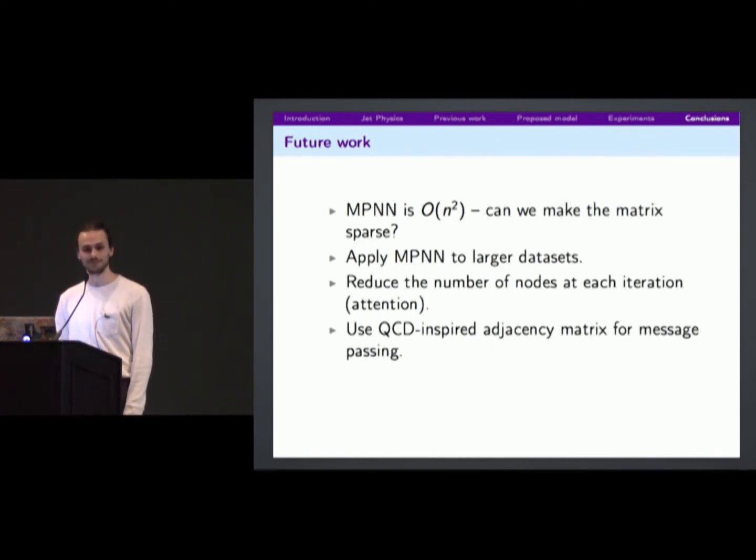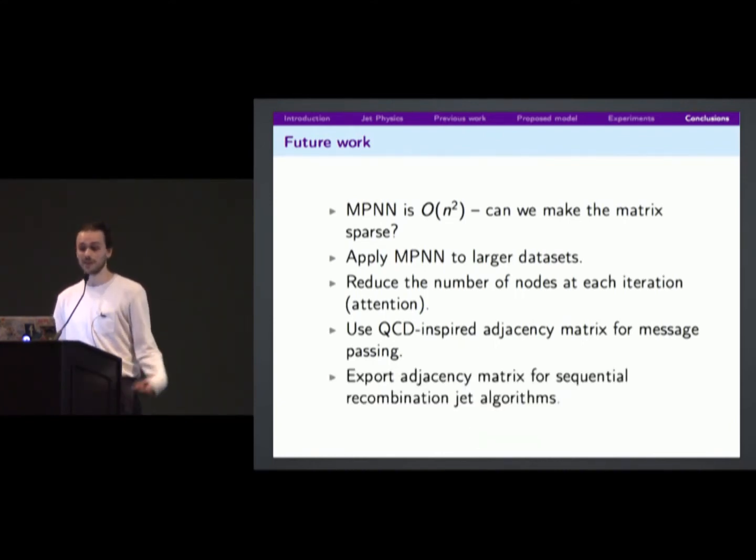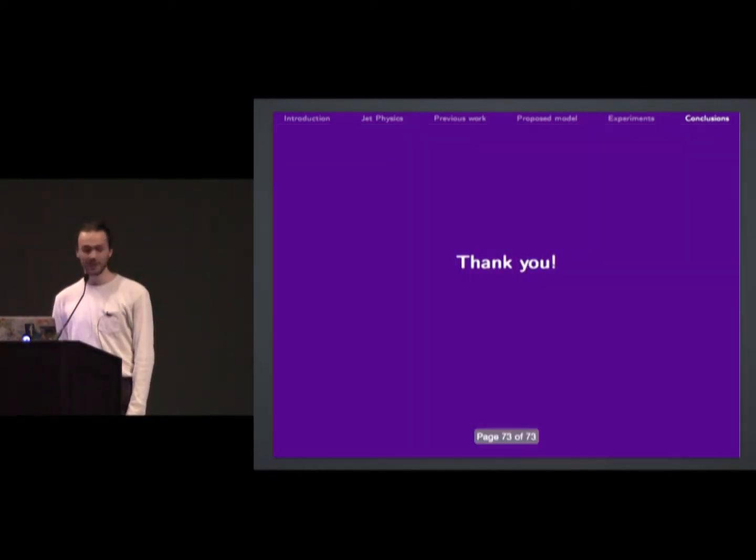but I'd be very interested to see if it's also useful for classification. And then the idea is now we can export this adjacency matrix that we've learned, and now physicists could maybe use this for their recombination jet algorithms, although it has been pointed out to me that the adjacency matrices they use have to have certain mathematical properties which we do not enforce. So we're going to see if we can combine those two things. Thank you.